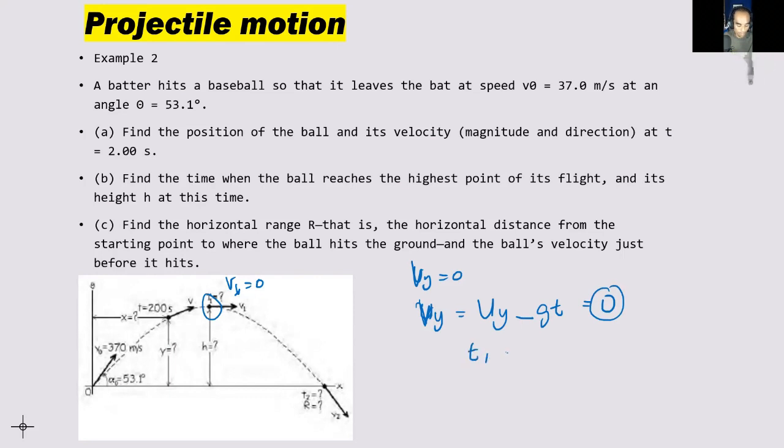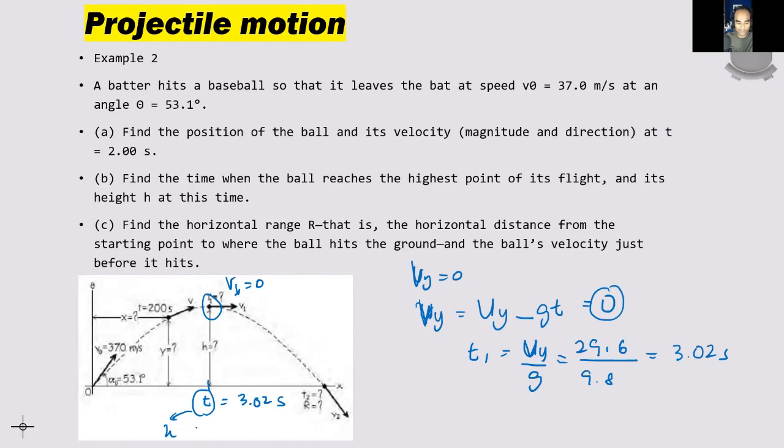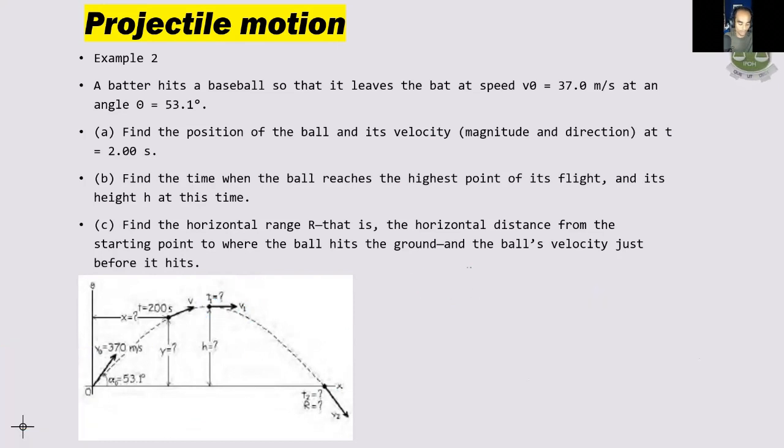So t1 equals Uy over g, you just rearrange the formula. Then you have 29.6 divided by 9.80, which gives 3.02 seconds. It means that the time when it reaches the highest point equals 3.02 seconds. So how much is the height at the highest point? We use the time to find the height, from t equals 0 to t equals 3.02 seconds.